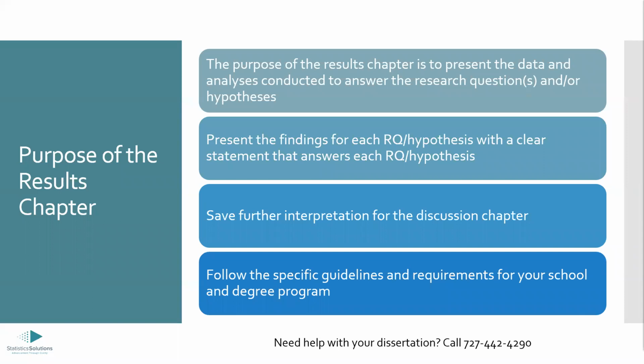And I do want to note that although we will be covering the components that are most common or most commonly required for the dissertation based on our experience with many different schools, you do want to follow the specific guidelines or requirements that are specific to your school or degree program. So we're covering the most common components required for the results chapter, but your school may have slightly different requirements. They may require fewer sections or they may require more sections. So you do want to make sure you defer to your specific school's guidelines in terms of what you need for the results chapter.